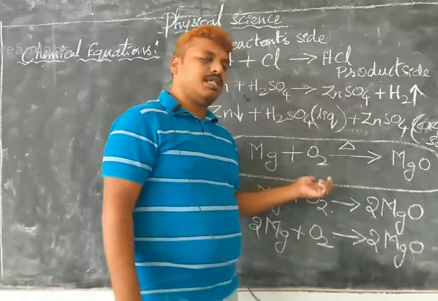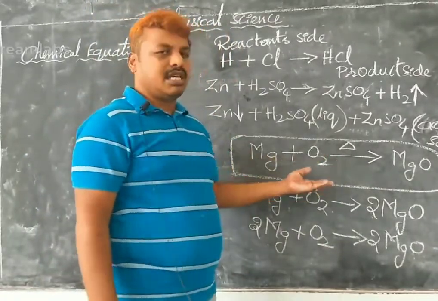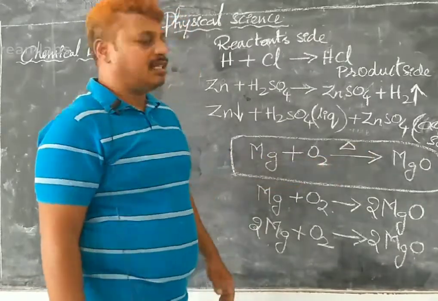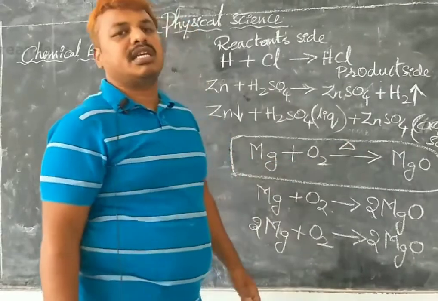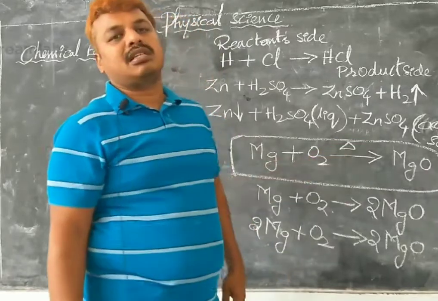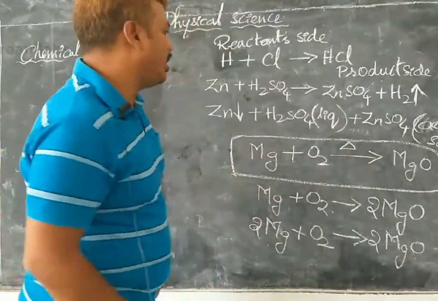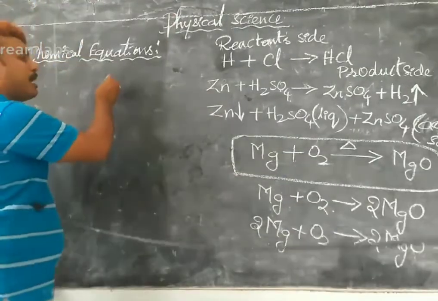When you heat it, it will become magnesium oxide. So this is one of the skeleton equations I have. Magnesium reacts with oxygen and gives you magnesium oxide. When you see the reactant side atoms and product side atoms, there is a difference. For balancing, we have done balancing of equations. Now the chemical equation needs to be balanced.